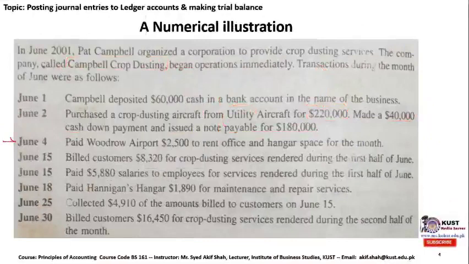Now we have to journalize the June 4 transaction. Paid Woodrow Airport $2,500 to rent office and hangar space for the month. Now we have paid Woodrow Airport $2,500 as the rent expense. So the expense of the company has been increased, and definitely this payment is in the form of cash. So the cash level will be decreased.